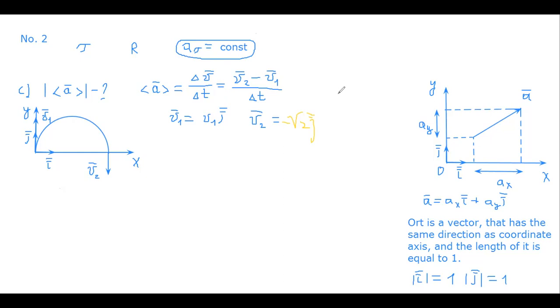So maybe we can use this condition that a tau is equal to constant. So now we have to remember the definition of tangential acceleration, and we have to remember how to define it with velocity. Okay, I'll remind this. It is the first derivative of velocity by time. This is tangential acceleration.